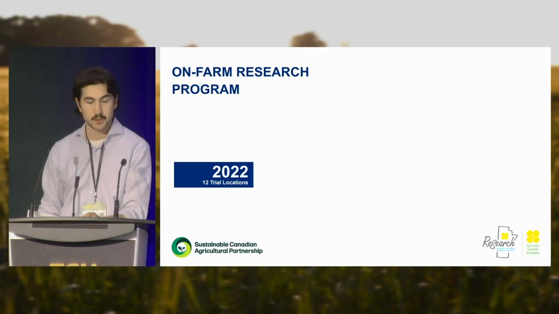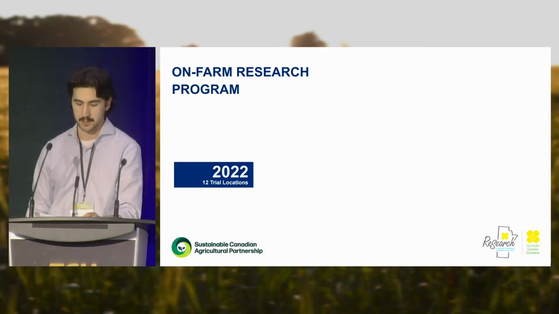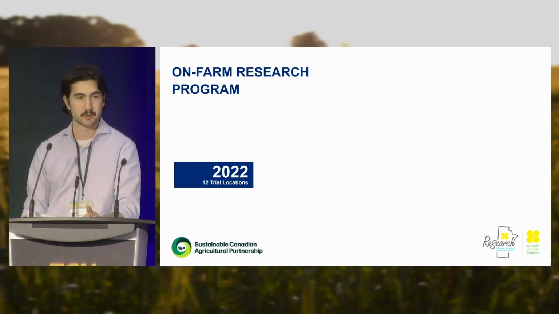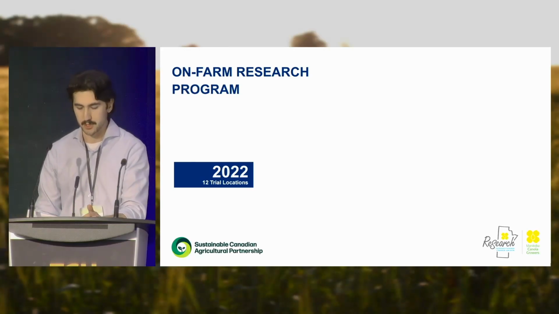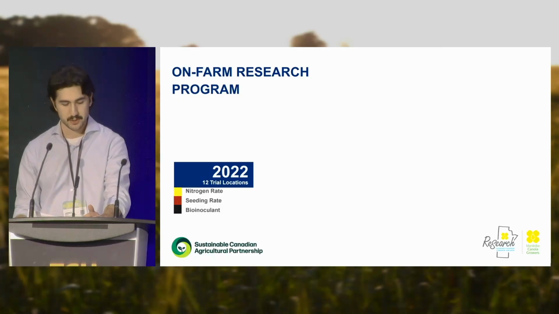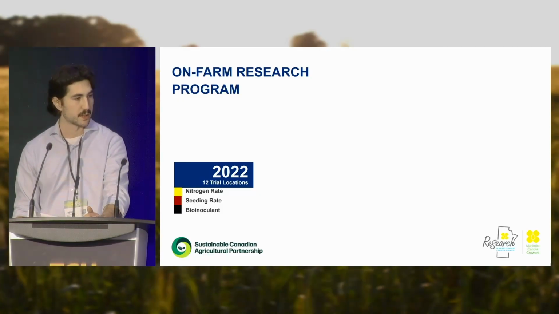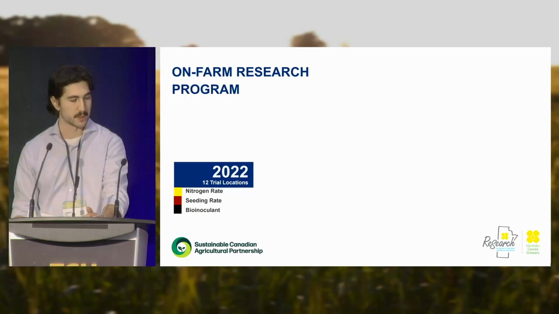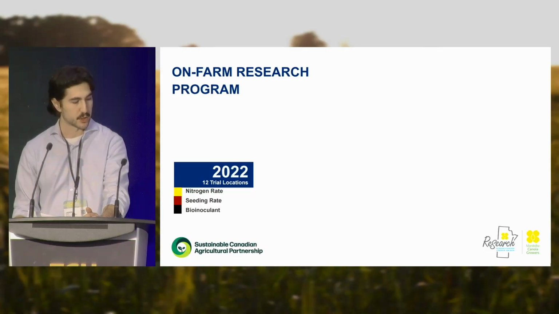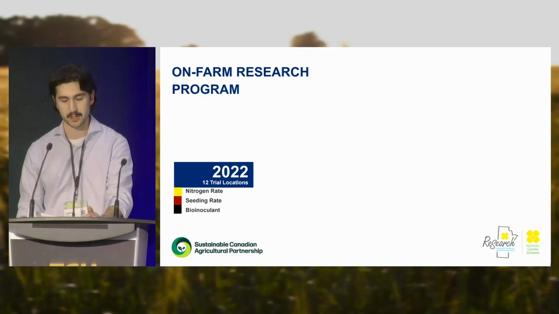I'll switch now to that on-farm research program I mentioned. So this has been a major focus of our applied research and a major focus of my time here with MCGA. So this started in 2022 with 12 trial locations and these 3 trial types that were put forward by our Farmer Research Committee: nitrogen rate, seeding rate, and bioinoculant.